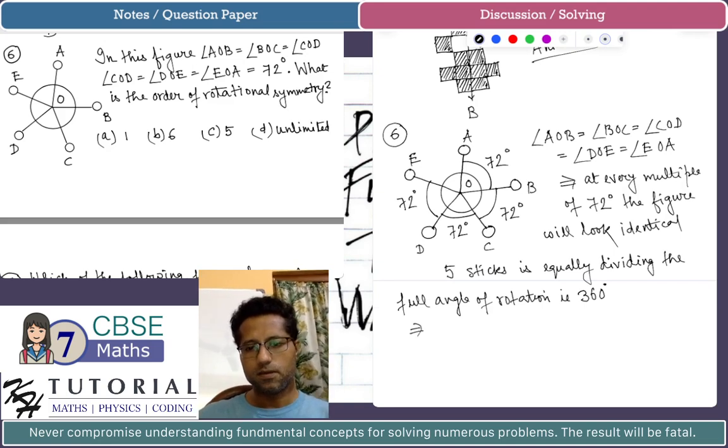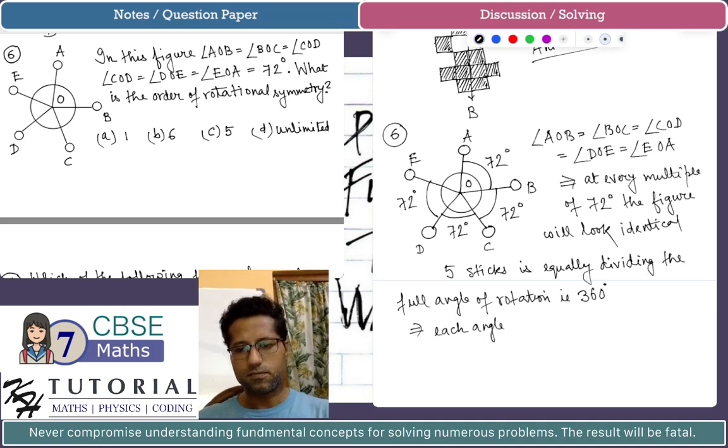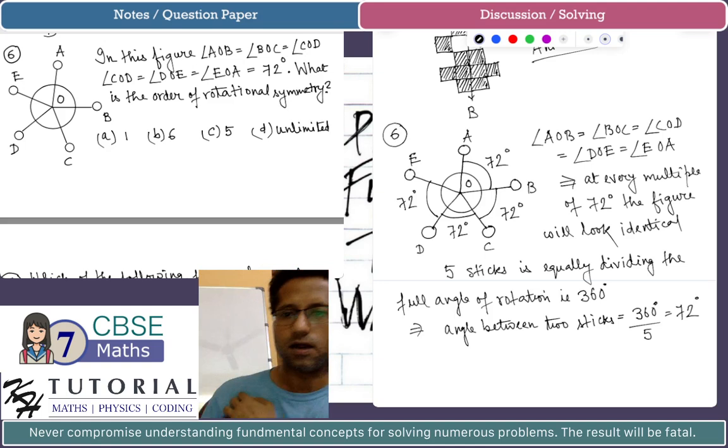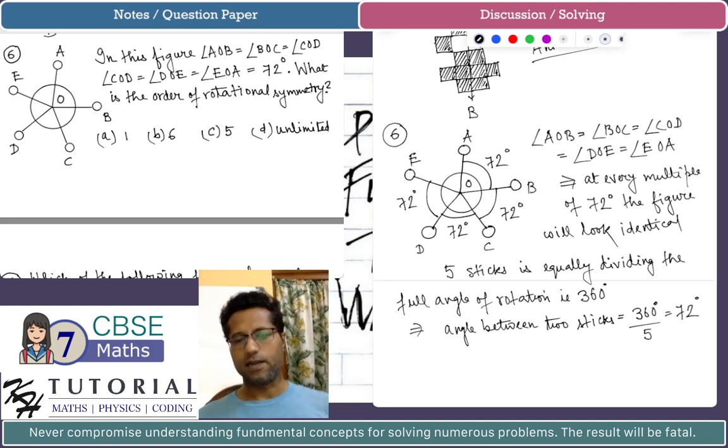This implies this angle between 2 sticks is equal to 360 degrees divided by 5, since there are 5 sticks. 360 degrees divided by 5 is 72 degrees. That is the reason the sticks are at equal angles from each other.